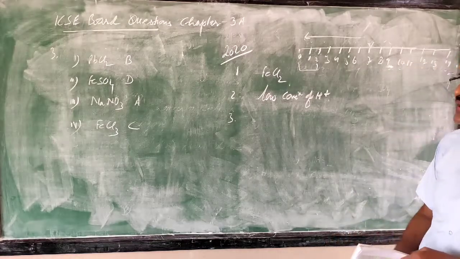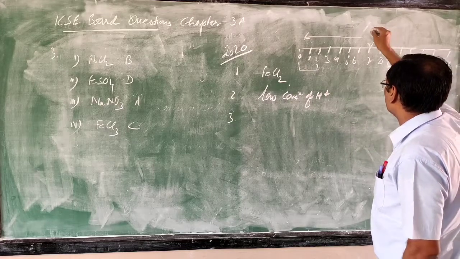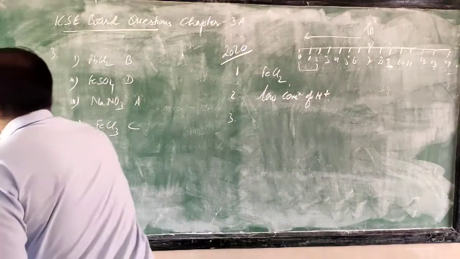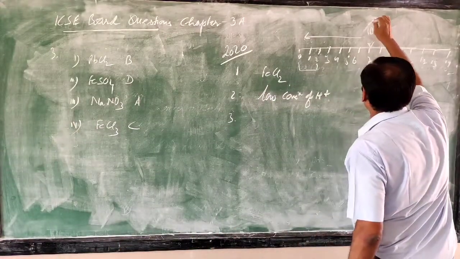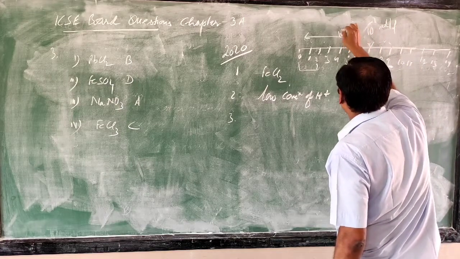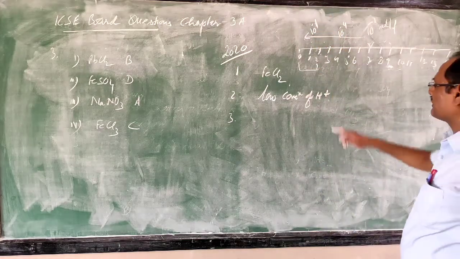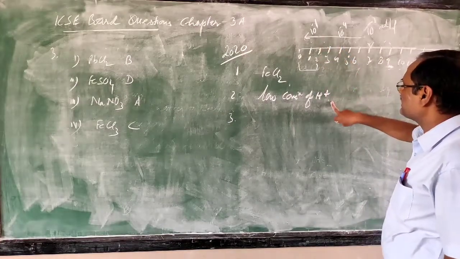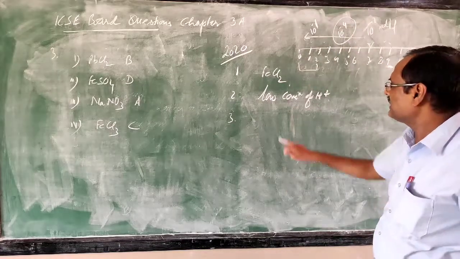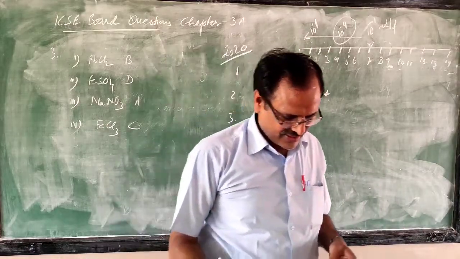So this is the correct answer: low concentration of H plus. Because here the hydrogen ion concentration is more. You will study that here the hydrogen ion concentration is 10 raised to power minus 7 mole per liter, here 10 raised to power minus 4, here 10 raised to power minus 1. So which one is greater? This one is greater. So acetic acid pH is more, but the hydrogen ion concentration will be less. Low concentration of H plus. Very nice question and confusing also.